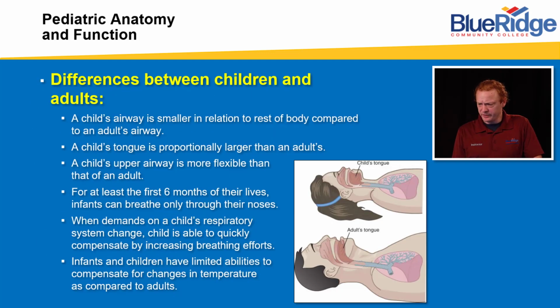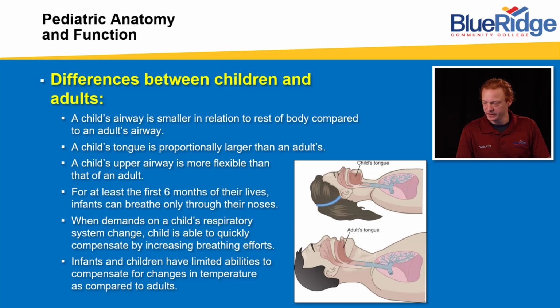So, some key differences between children and adults. A child's airway is smaller in relation to the rest of the body compared to an adult's airway. A child's tongue is proportionately larger than an adult's. The upper airway is more flexible and more malleable than an adult's. And for at least the first 6 months of their lives, infants can breathe only through their noses. When demands on a child's respiratory system change, a child is able to quickly compensate by increasing breathing efforts.